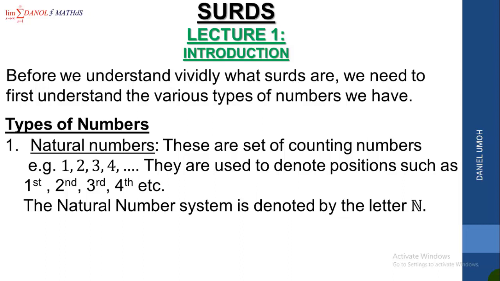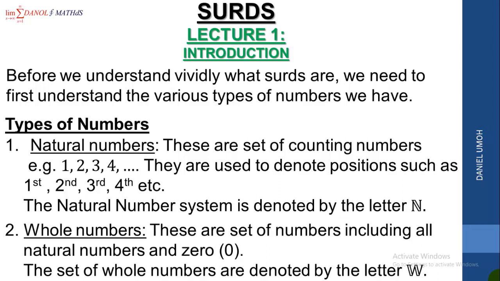Take note of this. We have the second type of numbers known as the whole numbers. Whole numbers are a set of numbers including all the natural numbers and zero. Take note: the difference between natural numbers and whole numbers is that whole numbers include zero. So the set of whole numbers is denoted by the letter W.